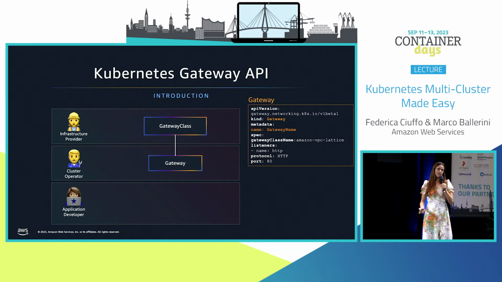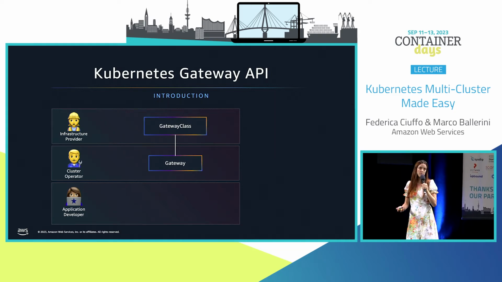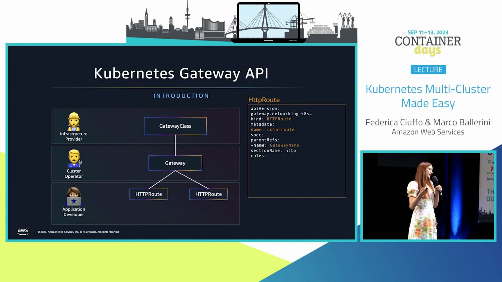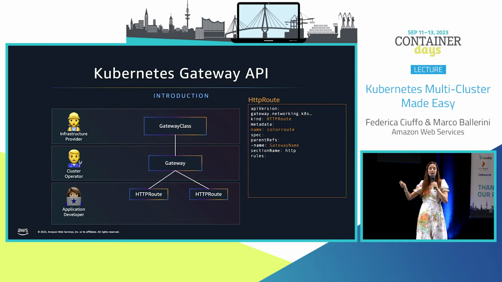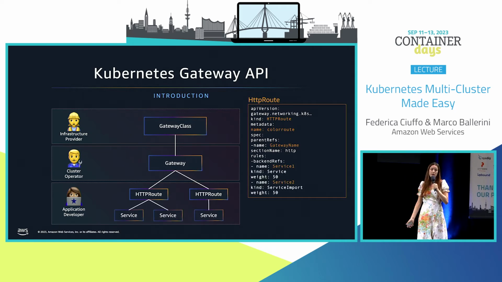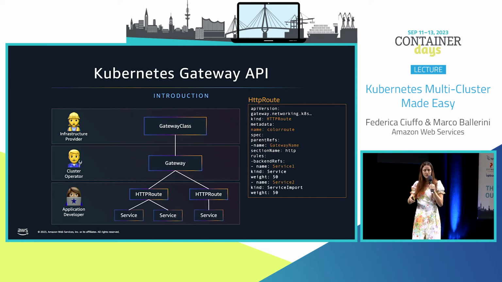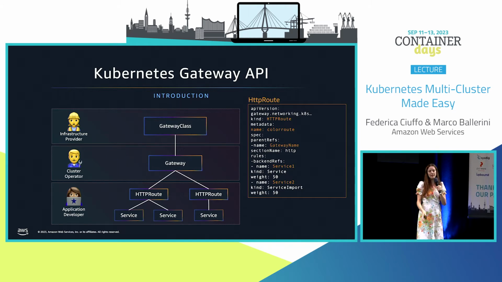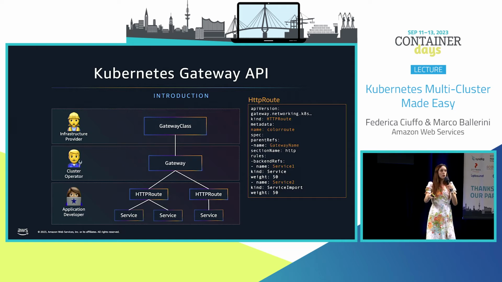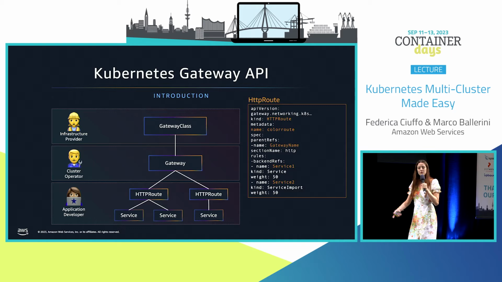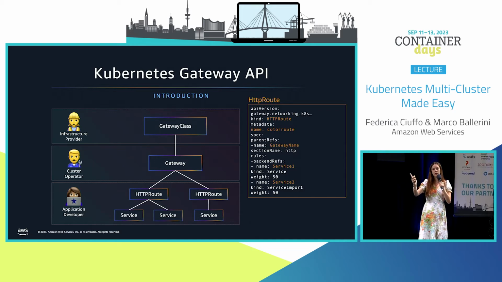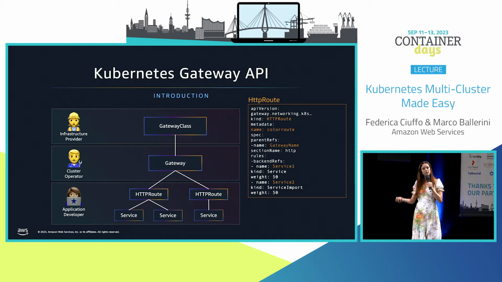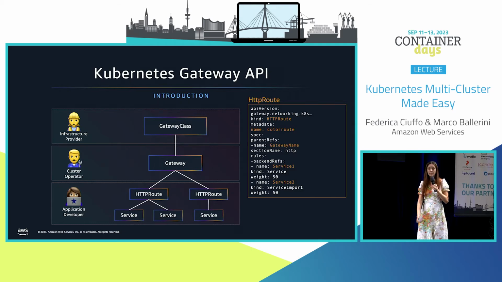This can be defined by the application owner in the HTTP route object. In the HTTP route, you can see that the gateway is specified, and then how the traffic flows and which services the traffic is redirected to. And here is the connection to what we said before about multi-cluster services. This service could be a local Kubernetes service, but it could also be an imported service. So you can use the Kubernetes Gateway API effectively with multi-cluster services to achieve multi-cluster networking.